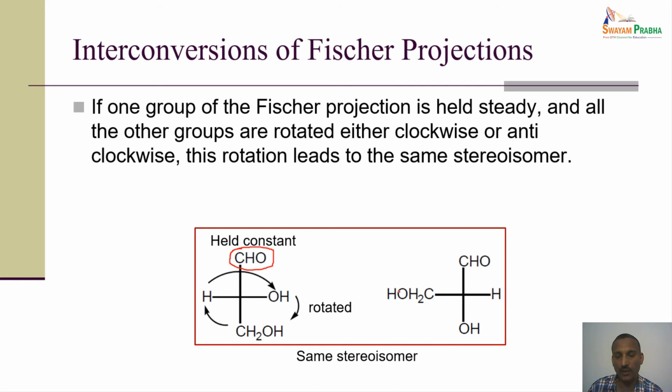So like here on the left. So this way, when we rotate, we are actually having the same stereoisomer. We are not doing any change. So these are some of the ways by which the Fischer projections can be interconverted.